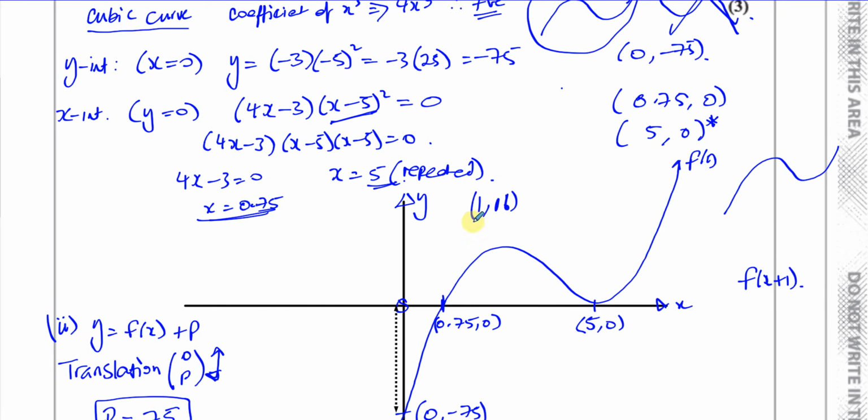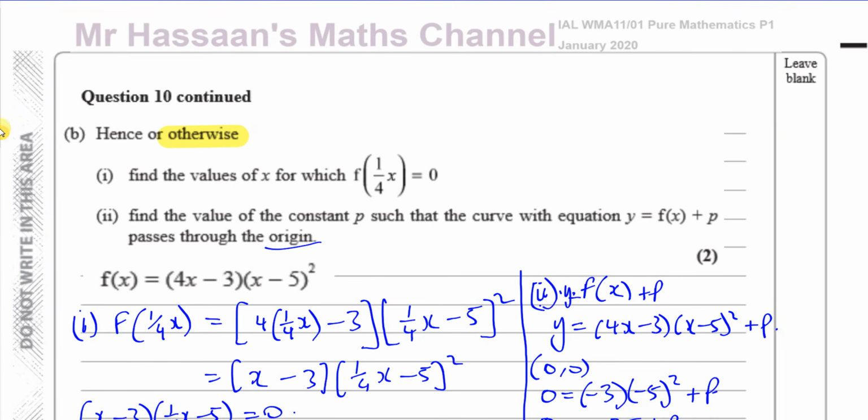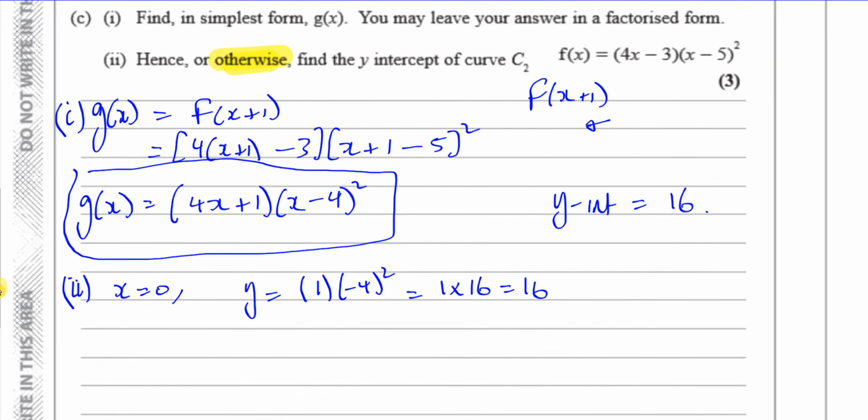And as this is a translation, f of x plus 1 is a translation of 1 unit to the left. So that means this function is going to go through the point 0, 16, because it's moved 1 space to the left. So the x coordinates are shifted 1 unit to the left. So that means this is going to be the y-intercept. So the y-intercept will be 16. So I guess that's what they mean by otherwise here. But I don't think I would have used that, although that would be a valid way. This seems a lot easier, just putting x equals 0 into the new equation, which you had to find anyway, and then finding out what g of x is.